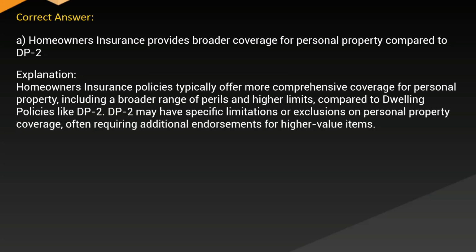Correct answer: A. Homeowner's insurance provides broader coverage for personal property compared to DP-2. Explanation: Homeowners insurance policies typically offer more comprehensive coverage for personal property, including a broader range of perils and higher limits compared to dwelling policies like DP-2. DP-2 may have specific limitations or exclusions on personal property coverage, often requiring additional endorsements for high-value items.